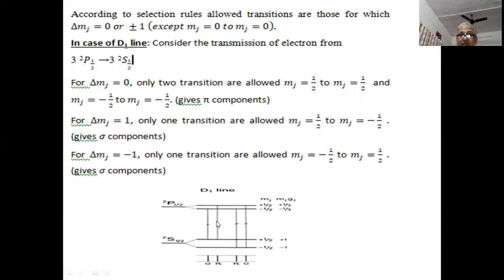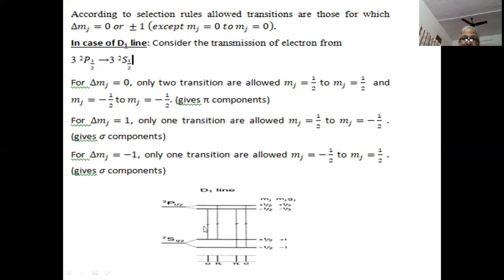Here we see mj equal to 1/2 and mj equal to 1/2, and this gives the pi component, and this also gives the pi component for delta mj equal to 0 transition. And for mj equal to 1, only one transition is allowed, mj equal to 1/2 to mj equal to minus 1/2, and this gives sigma component. And for mj equal to minus 1, only one transition is allowed, mj equal to minus 1/2 to mj equal to 1/2.